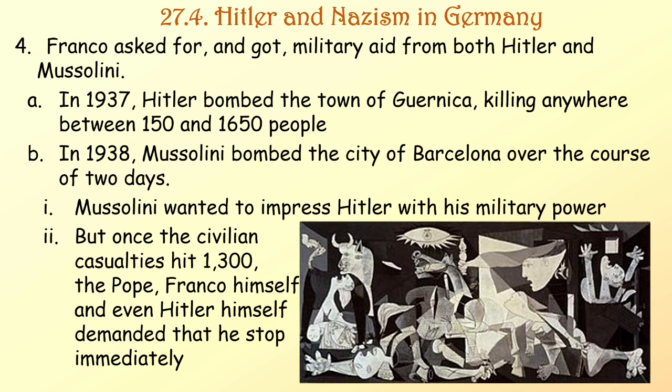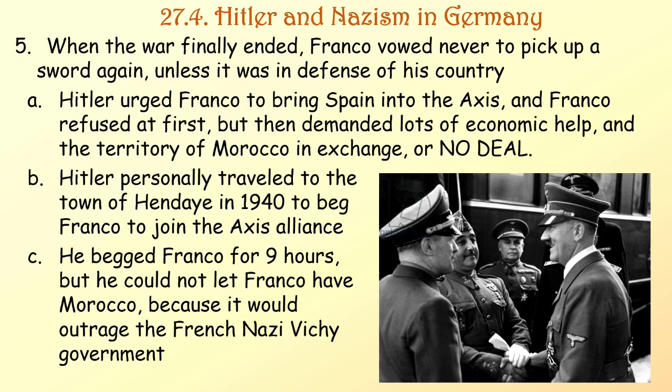Franco asked for and got military aid from both Hitler and Mussolini. In 1937, Hitler bombed the town of Guernica, killing anywhere between 150 and 1,650 people. In 1938, Mussolini bombed the city of Barcelona over the course of 2 days. Mussolini wanted to impress Hitler with his military power, but once the civilian casualties hit 1,300, the Pope, Franco himself, and even Hitler himself demanded that he stop immediately.